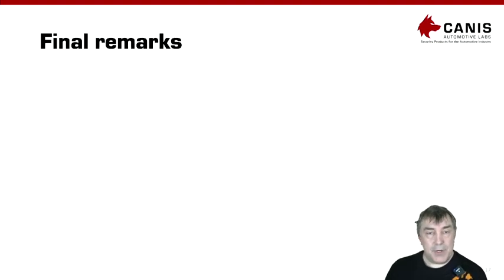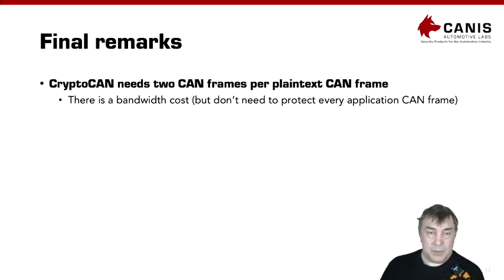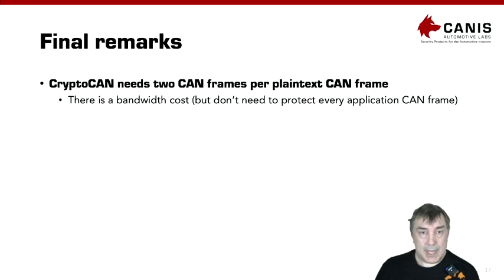So I just have some final remarks before concluding. CryptoCAN needs 2 CAN frames per plaintext CAN frame, and this means there's a bandwidth hit. Fortunately, you don't need CryptoCAN to protect every single CAN frame on the bus, so you can apply this around important messages. So, for example, if it's a vehicle, the immobilizer control and the door locks might be ones you need to protect, and the others less important attractions for a wired attack.